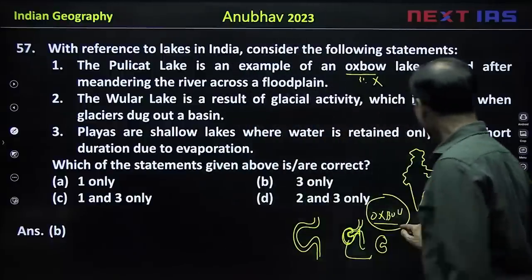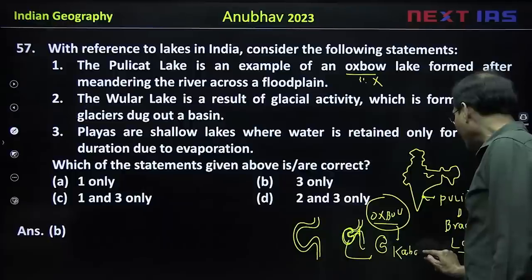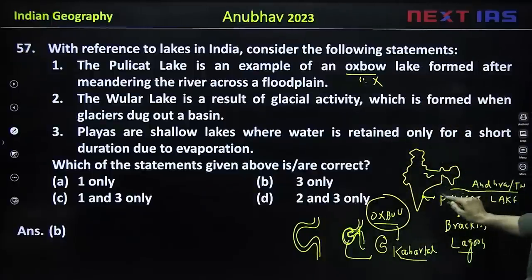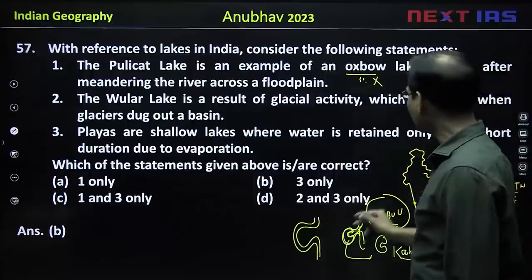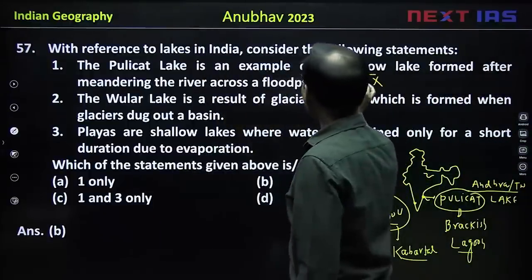The good example of Oxbow Lake in India is Kabartal or Kanwartal in Begusarai in Bihar. So if Kabartal had been the option in Oxbow Lake, it would have been correct. But Pulikat Lake is a good example of a lagoon, brackish water, like Vembanad in Kerala or Chilka of Odisha. So statement one is incorrect.